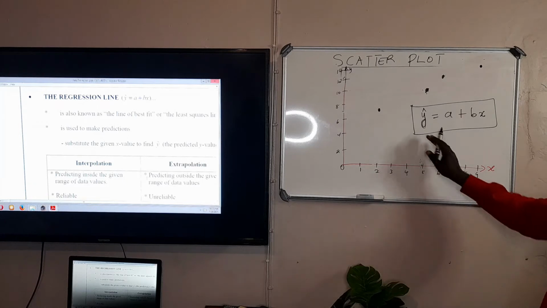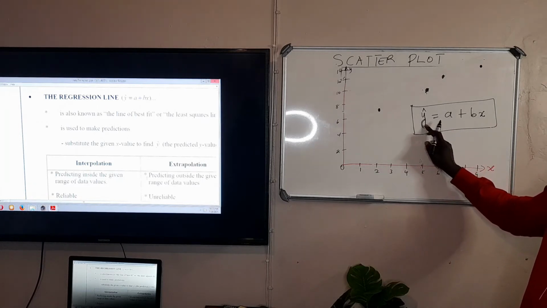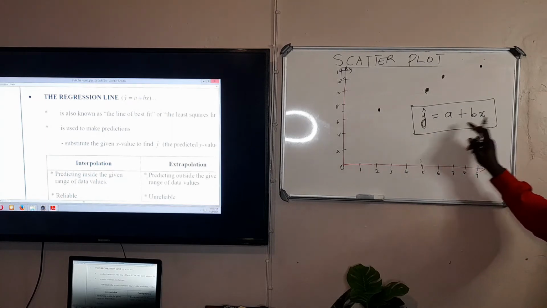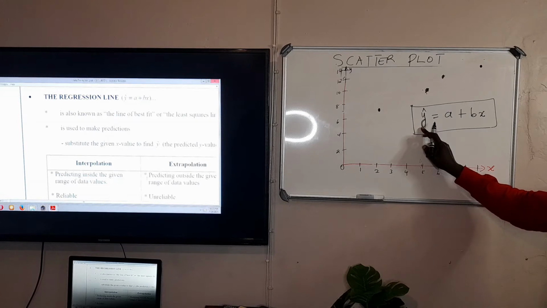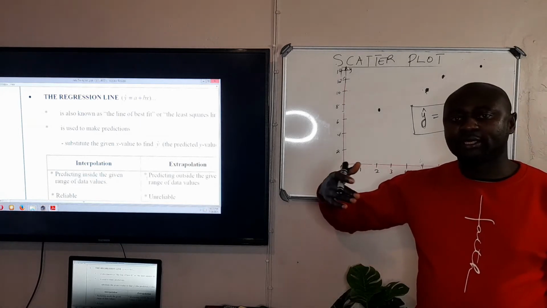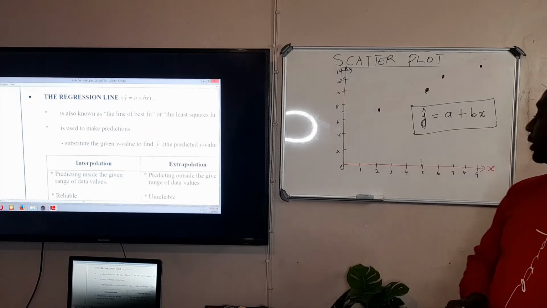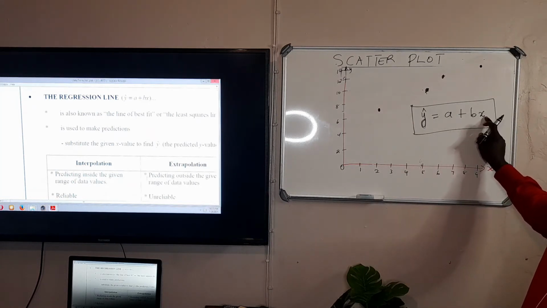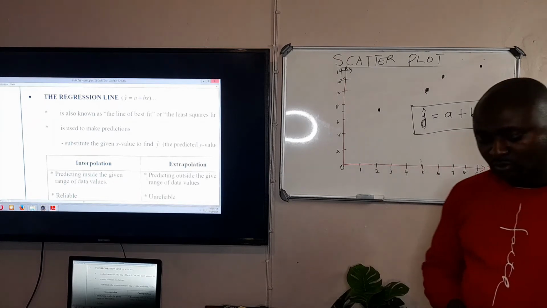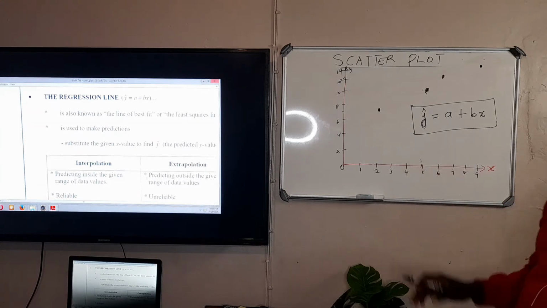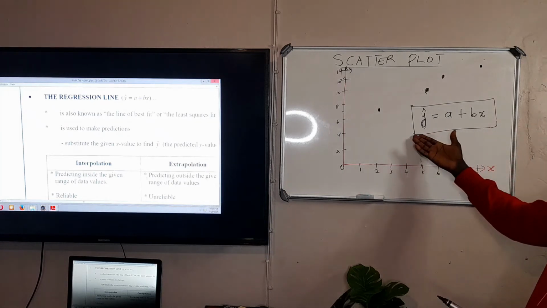It is read as predicted y or estimated y is equal to a plus bx. This y is not just an ordinary y that we know. We call it the predicted y or the estimated y. And estimated y is equal to a plus bx. That is what it means. So you can see your gradient is the b, and your a is the y-intercept, if it was the equation of a straight line. So now, they will ask you to find this equation.